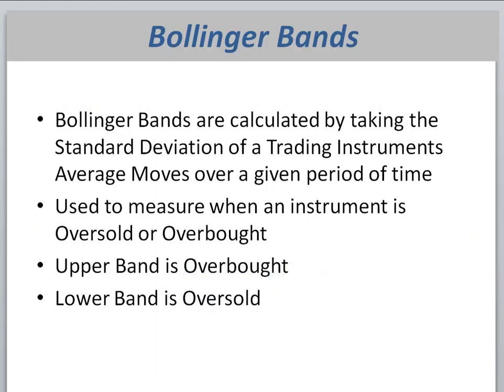So traders will use Bollinger Bands as a way of knowing when something is oversold. Hey, if it gets oversold, maybe it's a good time to be buying it. And they'll use it as a way of knowing when to short, when the Bollinger Bands show that things are overbought.